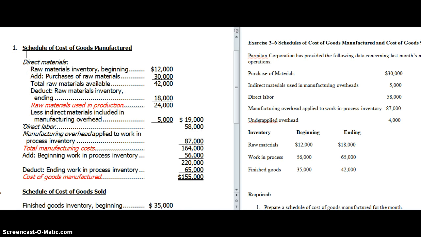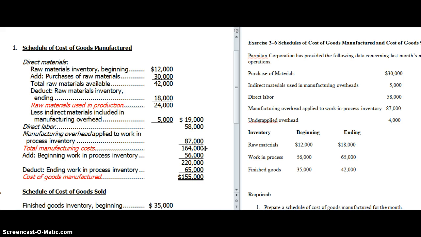After this, the next item that you will record is direct labor after direct material. Direct labor is given in the question, 58,000. You add 58,000 here. And the last item that you will add is the manufacturing overhead applied to work in process inventory, that is 87,000. Once you record the manufacturing overhead, you will add all the three items: direct material, direct labor, and the manufacturing overhead applied. And that will give you the total manufacturing cost of 164,000.